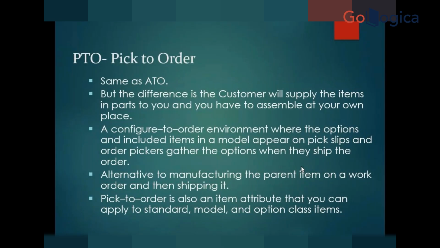Okay, so this is about the ATO. Now let's move on to the PTO side. PTO is again the same as ATO, but the difference is the customer will supply the item in parts to you and you have to assemble it at your own place. Like sometimes we order anything like a table or chair, it is sometimes difficult for companies to send it as a whole. So they will send you the different parts, and you have to assemble it at your own place. So those items will act as PTO items for you.